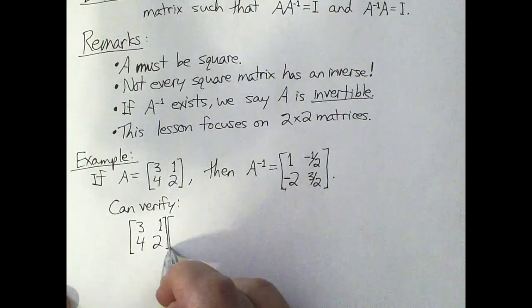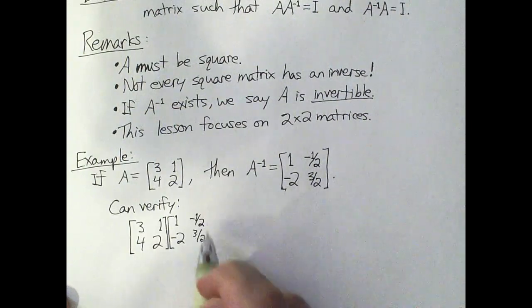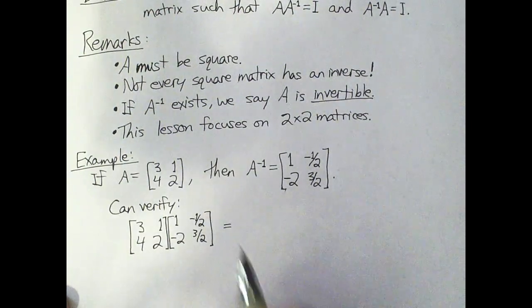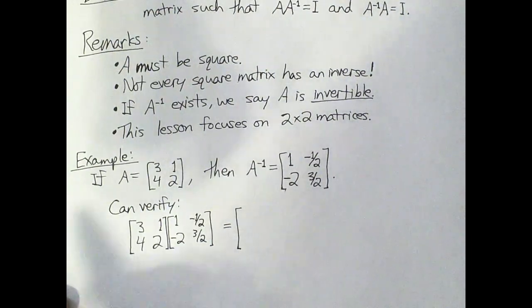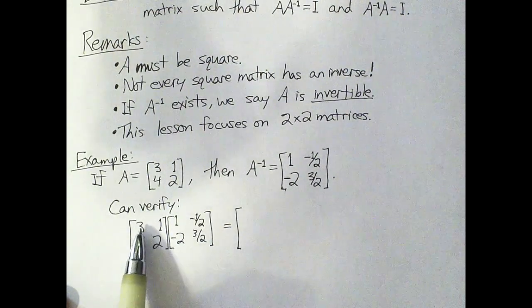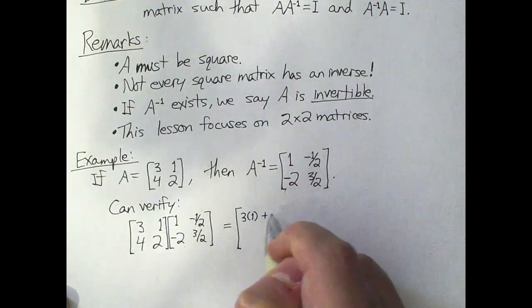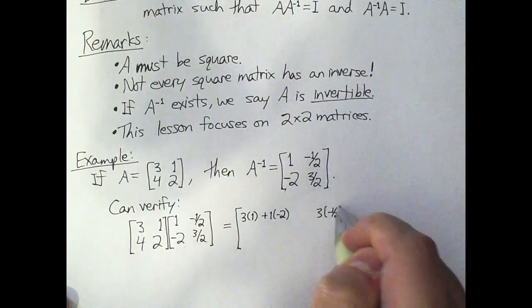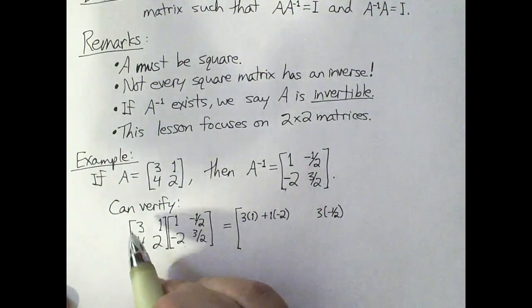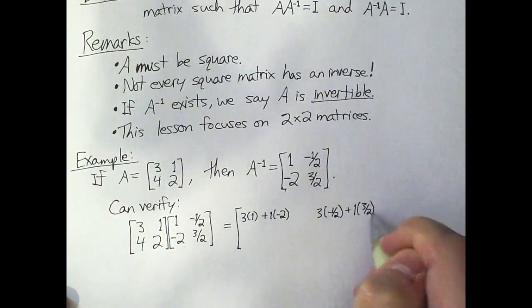So if I do A times A inverse, let's for this first one, write out the pieces. I actually wasn't planning on it, but let's write out the pieces. So what do we do? 3 times 1 plus 1 times -2. Up here, we do 3 times -1/2. This is good practice for you, too. You can work this out. Plus 1 times 3/2.